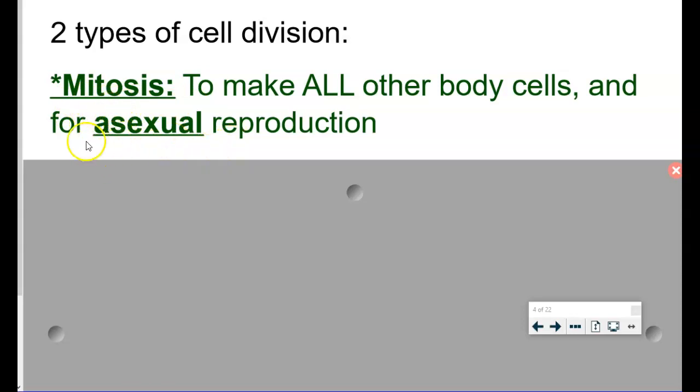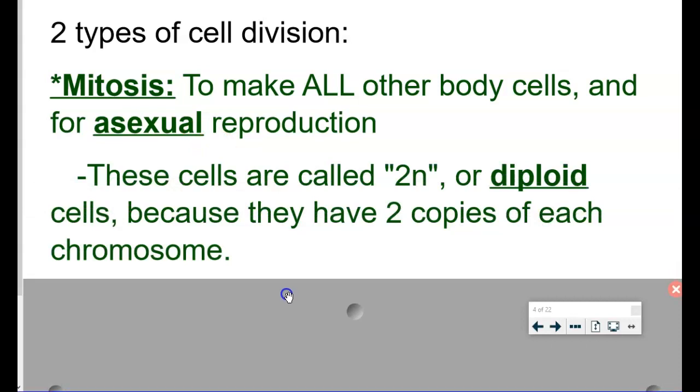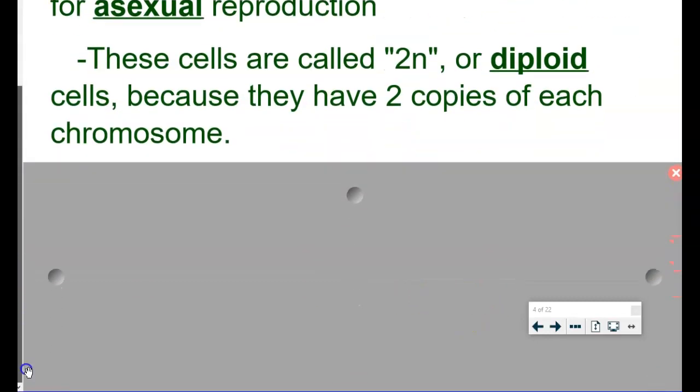Remember, when we put the A in the front, that prefix means not. So this is reproduction with not sex. Okay, so they can reproduce all by themselves. All right, now like I kind of said on the previous slide, these mitosis cells have two copies of each chromosome, so we call them 2N for short. And the word for that is diploid, di meaning two. We'll get into why that's more important later, but that's just a difference between those cells.